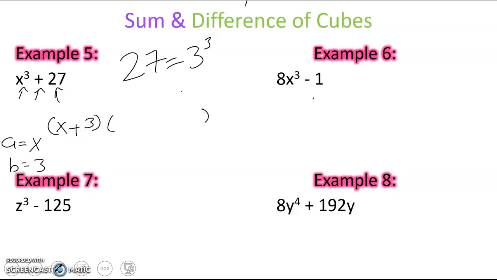Now we go to our trinomial. The first term is just a squared, which is x squared. The second term is b squared, 3 squared, which is 9. There's always going to be a plus sign in front of that last term. Last but not least, we have a times b, which is 3 times x, which is 3x, and then the opposite operation in front of the 3x, which is minus 3x. All right, that is it.